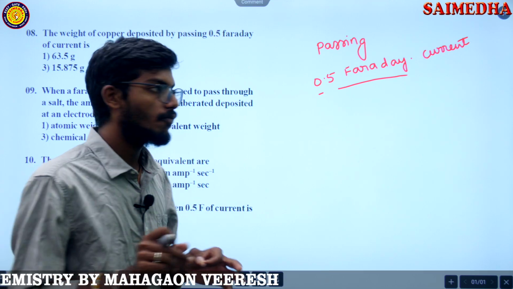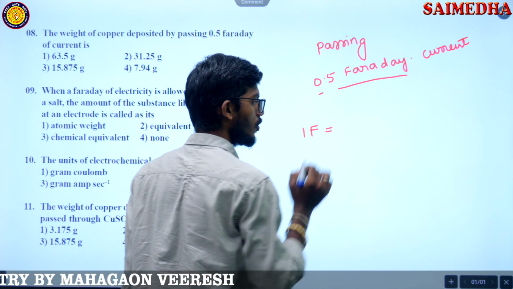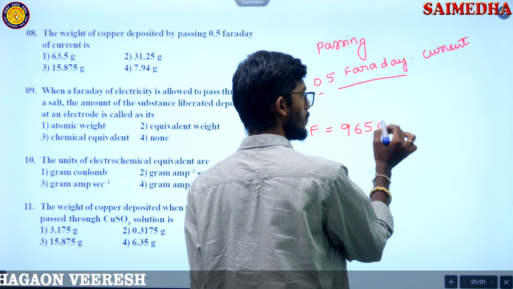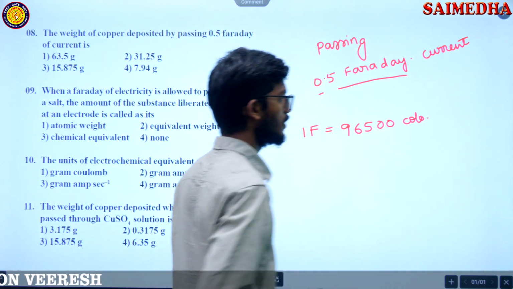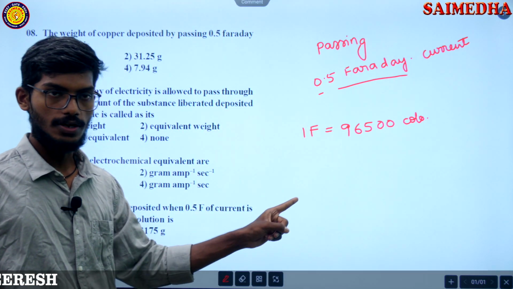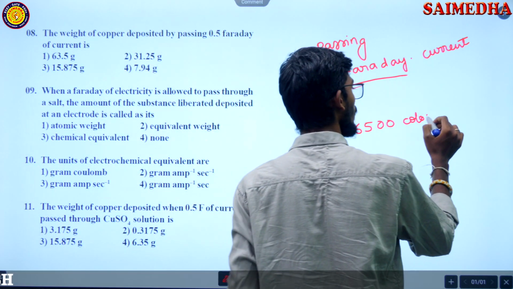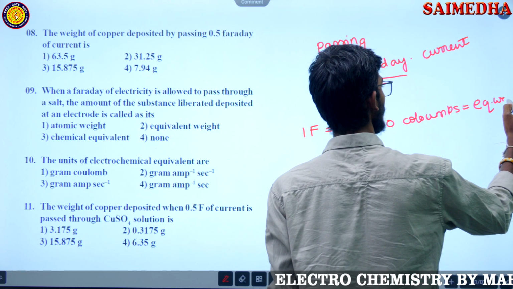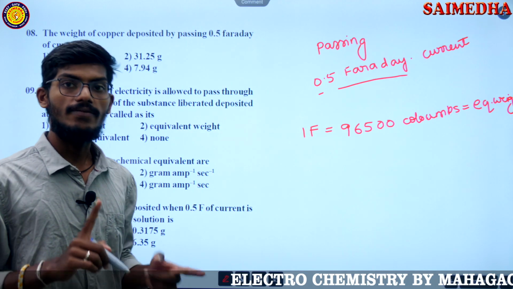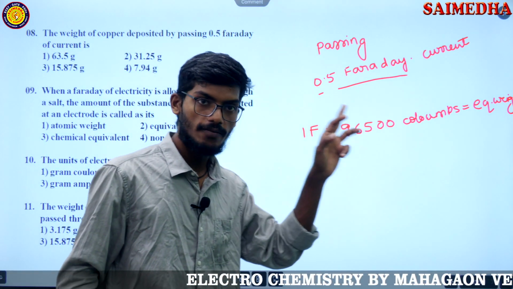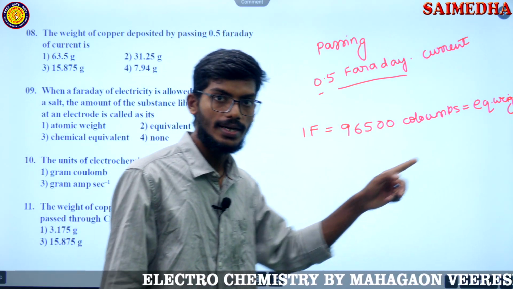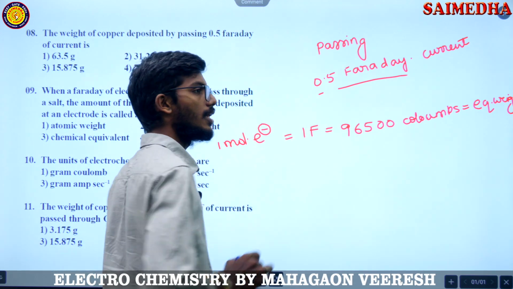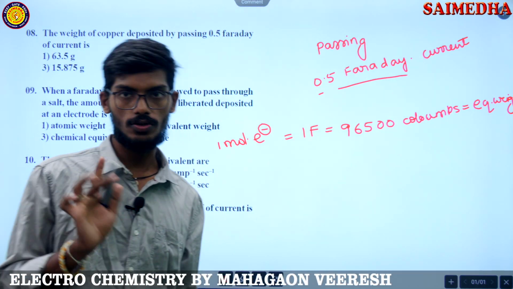So what do we know, guys? We know that 1 Faraday is equal to 96,500 coulombs, and that 1 Faraday is equal to 96,500 coulombs, and also equal to equivalent weight, and that is equivalent to 1 mole of electrons, which is equal to 6.023 into 10 to the power of 23 electrons, right?